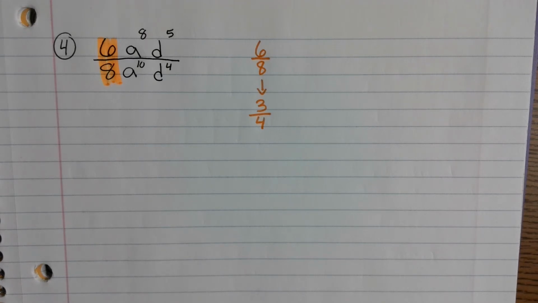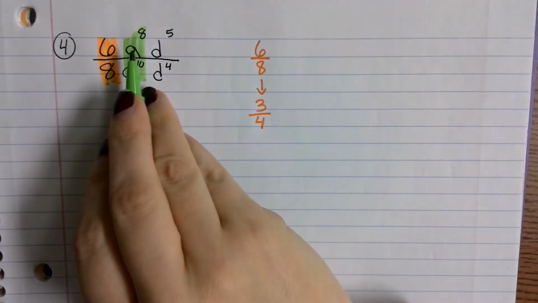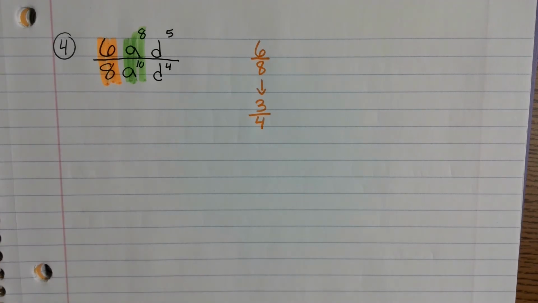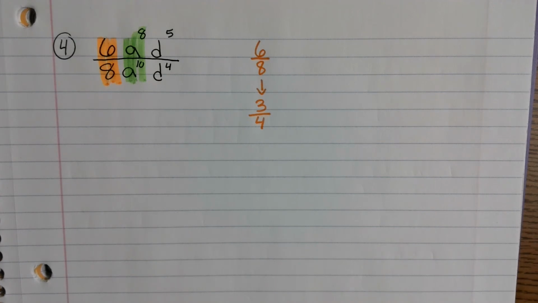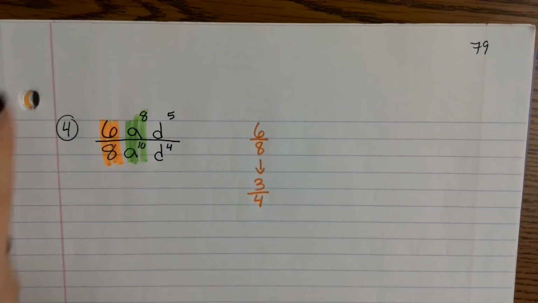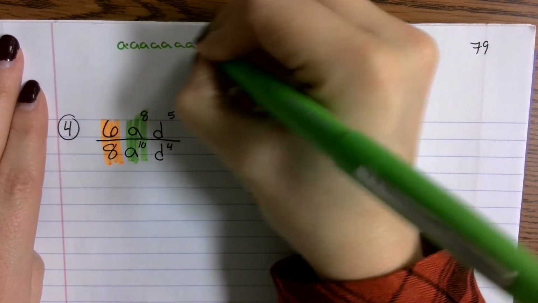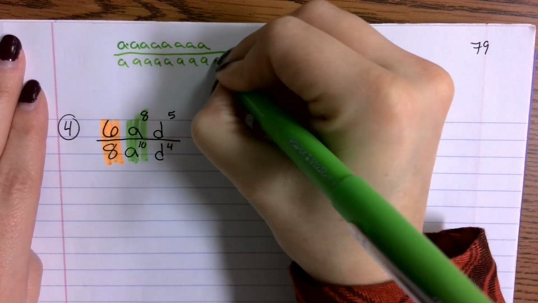If we move on to the next component, the A's. For the A's, we have A to the 8th over A to the 10th. Now, in the previous examples, the larger exponent was where? On the top. In this case, the larger exponent happens to now be on the bottom. You can still subtract them, but that means that your final answer has to go to the bottom. Because if I were to write this out, and yes, I'm going to show it to you longhand, it would be 8 A's on the top, so 1, 2, 3, 4, 5, 6, 7, 8, over 10 A's on the bottom, 1, 2, 3, 4, 5, 6, 7, 8, 9, 10.